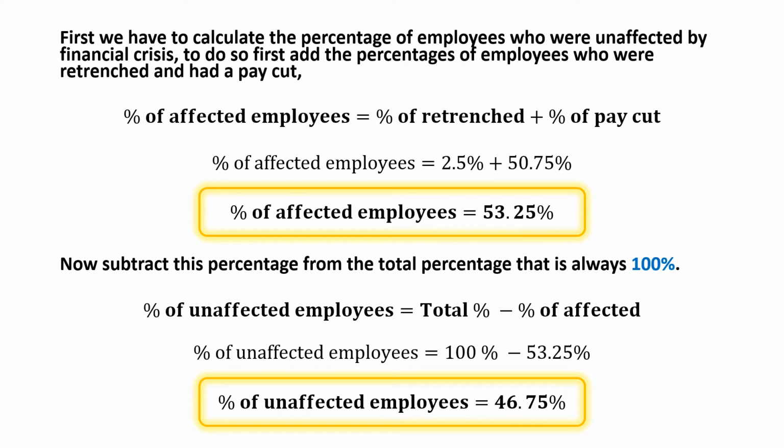First we have to calculate the percentage of employees who were unaffected by the financial crisis. To do so, first add the percentages of employees who were retrenched and had a pay cut. By adding we have 53.25% employees who were affected by the financial crisis. Now subtract this percentage from the total percentage that is always 100%. After subtracting we have 46.75% employees who were unaffected by the financial crisis.